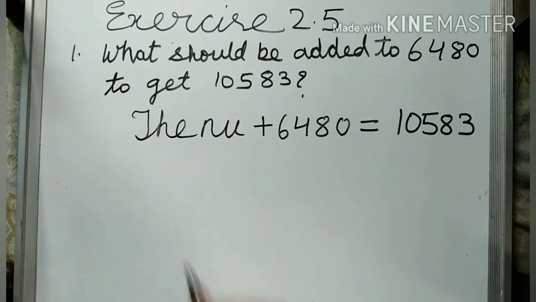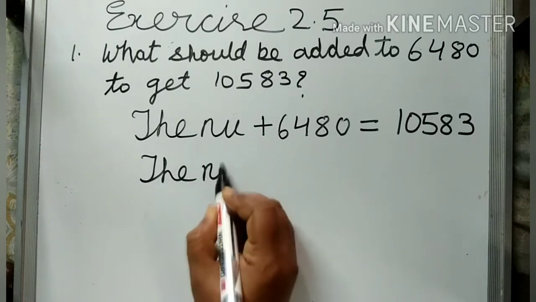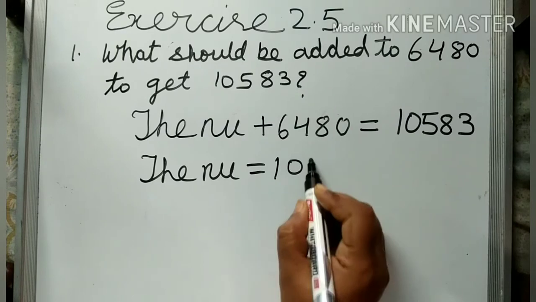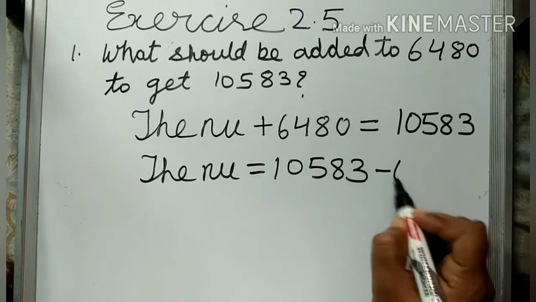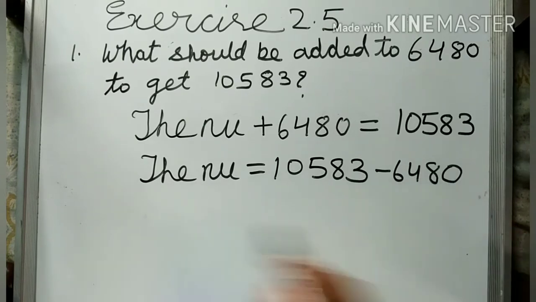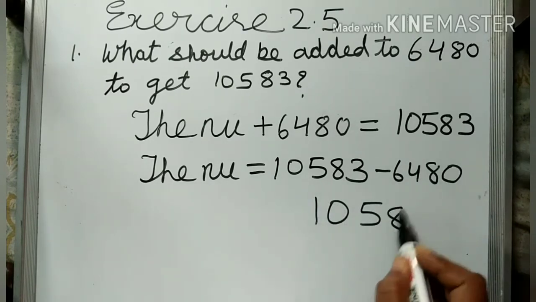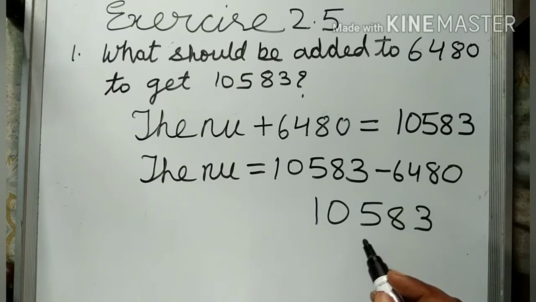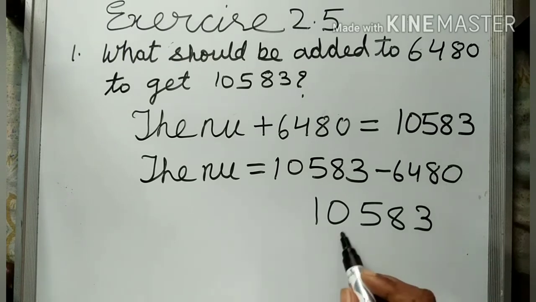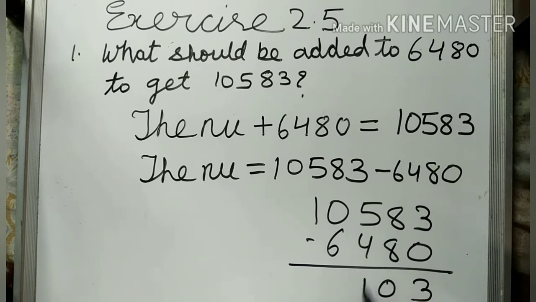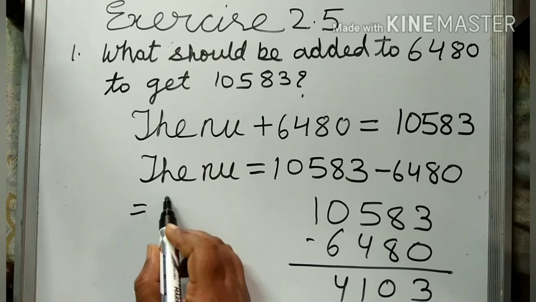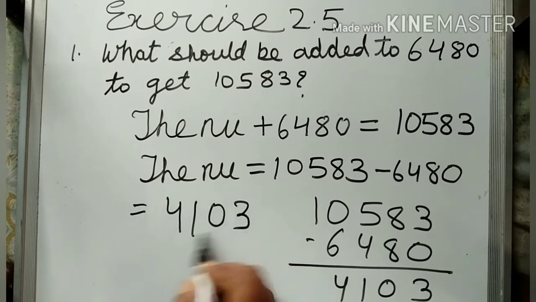Now how we find the number? First we write this and when we shift this number to another side it will become negative. So when we subtract 6,480 from 10,583 we will get 4,103. So the number is 4,103.